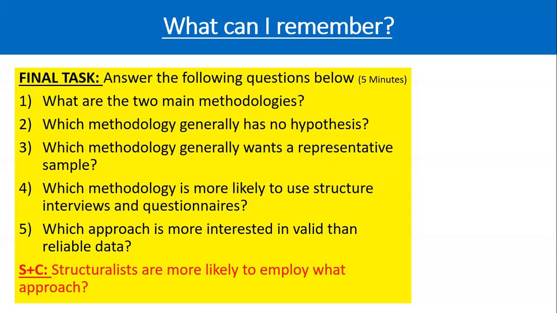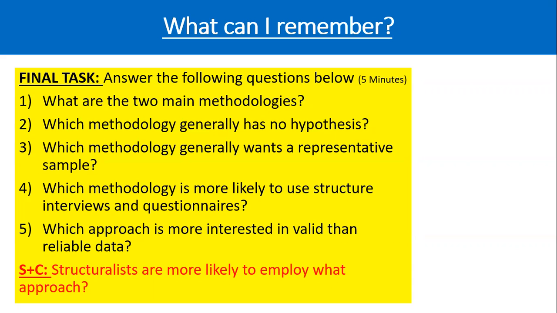Right, so what are two main methodologies called? Well, that's a quantitative and a qualitative methodology. So number 2, which methodology generally has no hypothesis? Well, that's a qualitative methodology. Number 3, which methodology generally wants a representative sample? That's quantitative. Remember, they're trying to be like normal sciences.